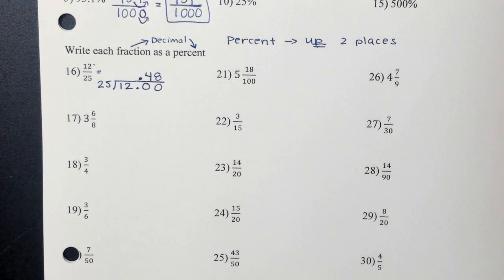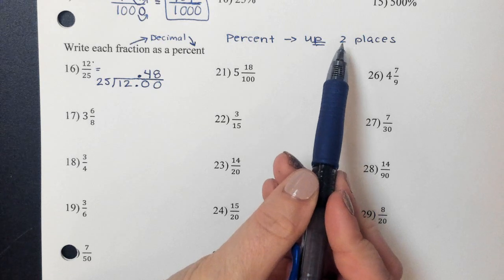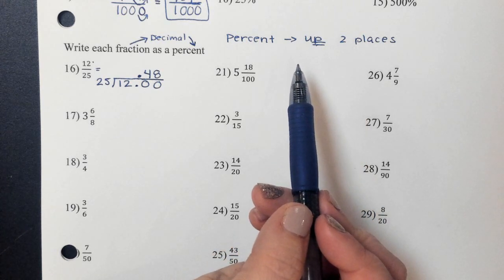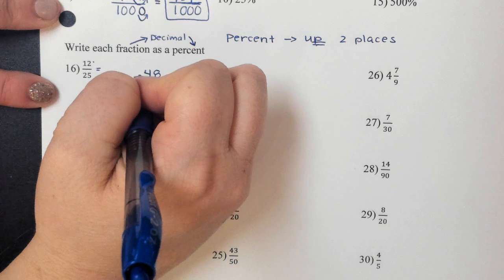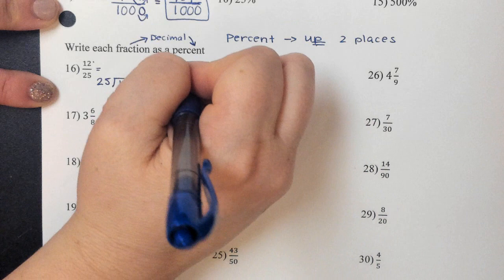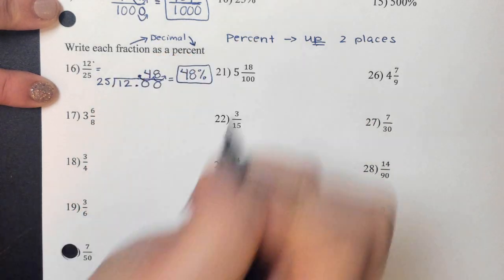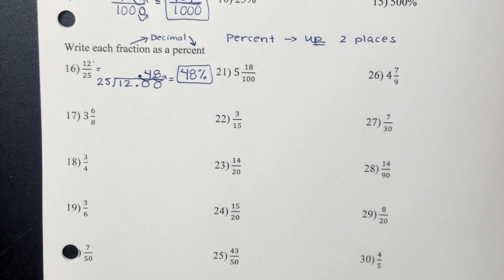And this is going to matter because tomorrow we're going to change percents to decimals. And if I'm changing it to a decimal, which direction do you think I'm going to go? Down 2 places. So if I'm making it a percent, I move up. And then tomorrow we make it a decimal, we're going to move it down. All right? So let's move this up 2 places. 1, 2. So what do I end up with? 48%. Okay? We okay with that? Yes. Okay.